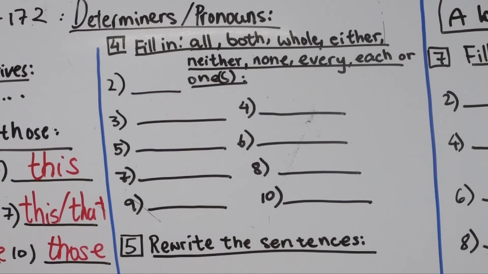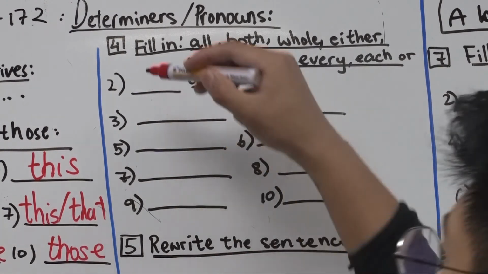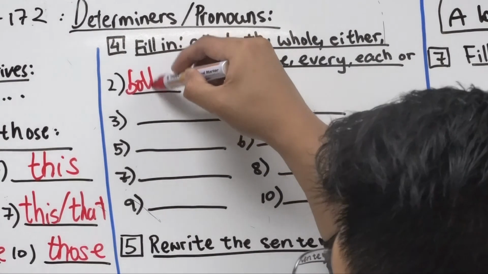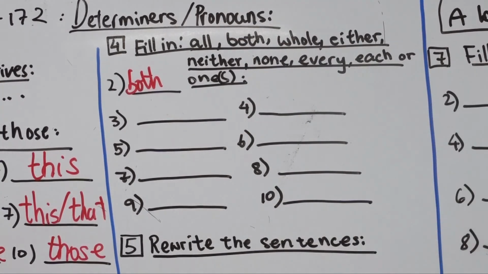Number 2, he's studying blank politics and modern languages at university. So 2 subjects, and he is studying the 2 of them for sure, so it should be both, right? Again, both is only used for 2, not more than 2, not less than 2.